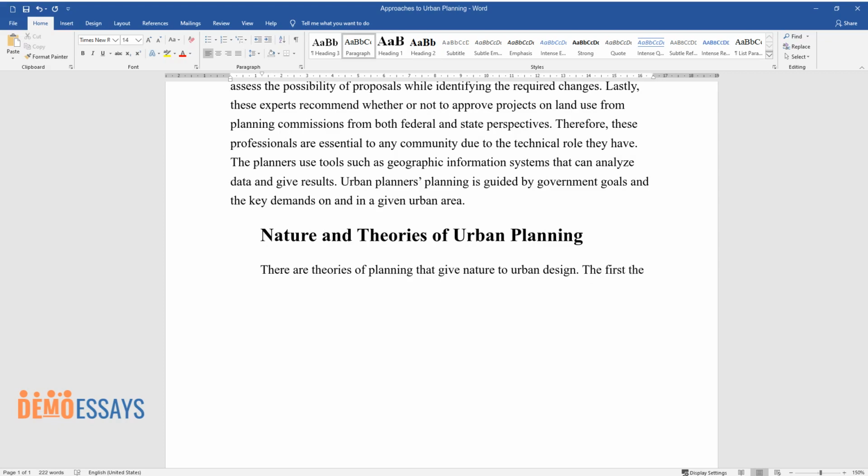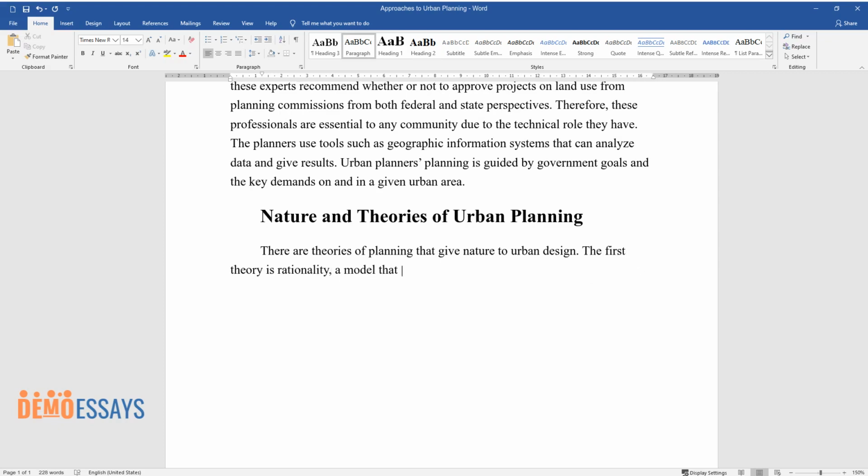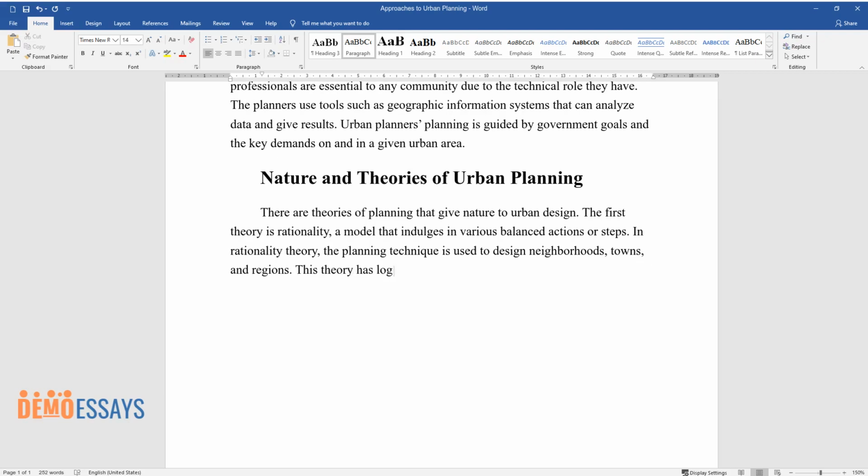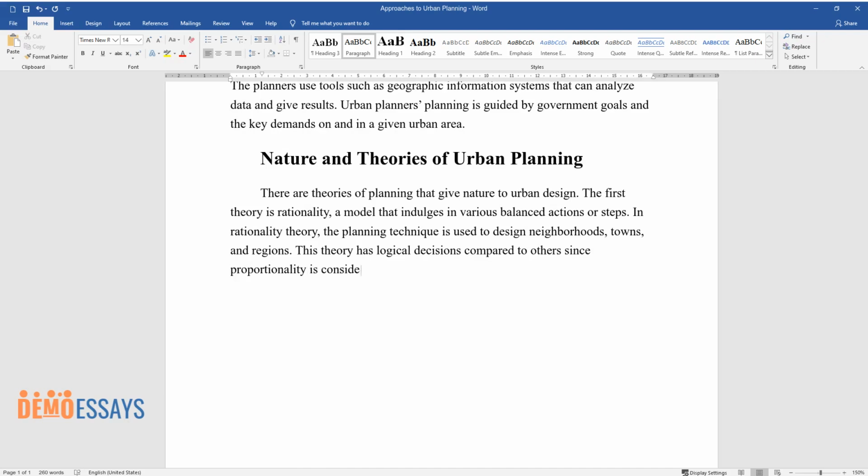The first theory is rationality, a model that indulges in various balanced actions or steps. In rationality theory, the planning technique is used to design neighborhoods, towns, and regions. This theory has logical decisions compared to others since proportionality is considered while giving solutions to land issues.